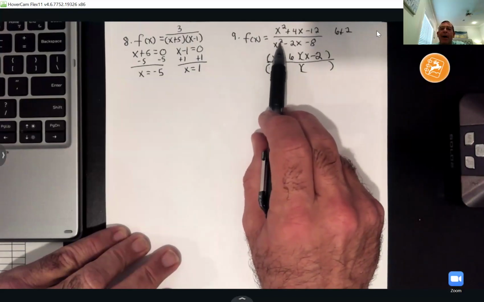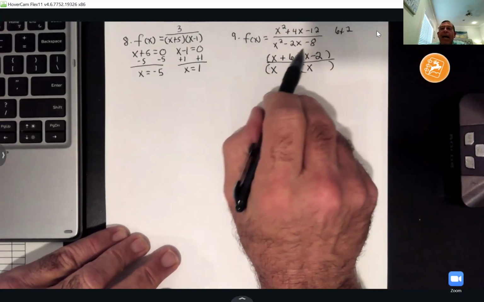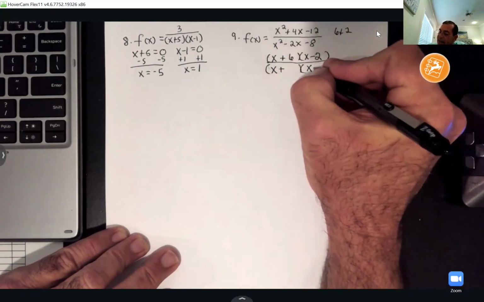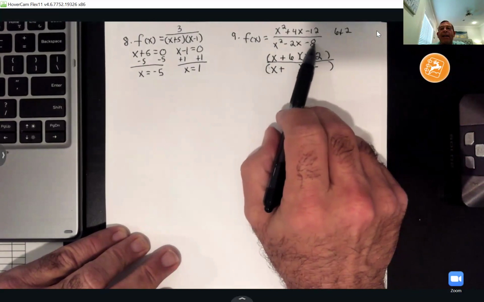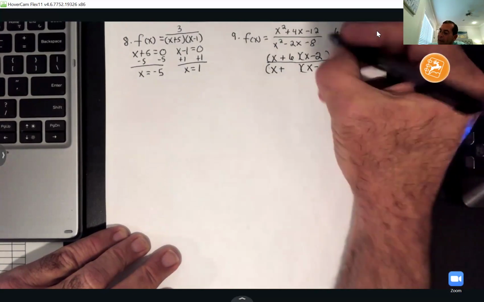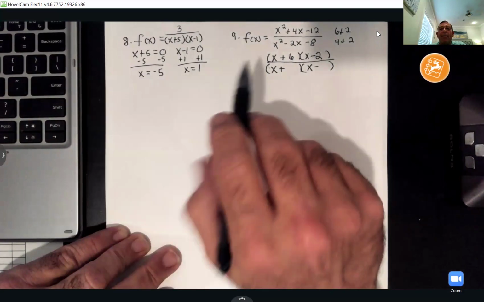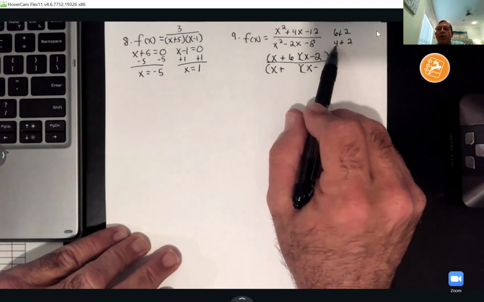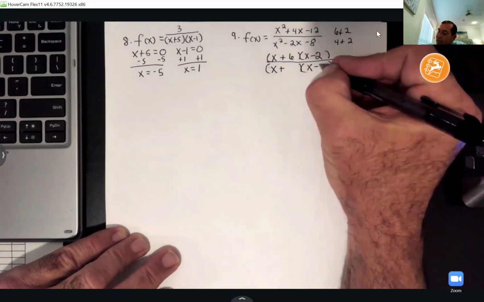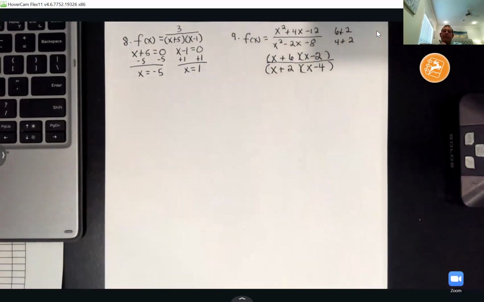And I'm going to do the same thing on the bottom. X squared is an x and an x. The last number, the 8, is negative, so that's going to be unlike signs. And now I need factors of 8 that subtract to get a 2. So it's going to be 4 and 2, right? Now remember, the 4 is the larger factor. It's going to have the same sign as the middle. So my 4 will be the negative and my 2 will be positive.